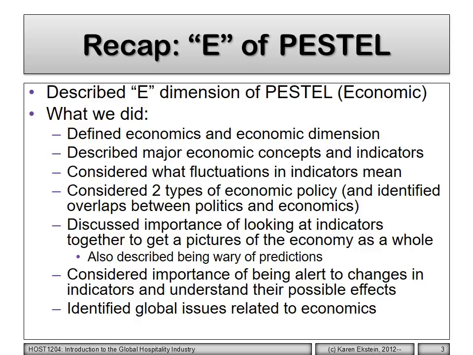We recognized, however, that of course some are more political, or one of them is more political, whereas one falls more centrally within the economics realm. We discussed the importance of looking at all of the indicators in the economic dimension together to get a picture of the economy as a whole. And we described how we might want to be a little bit wary of the predictions that might come out about how the economy is doing or how it might be doing. We considered how important it is to be alert to changes in indicators and understand the effects of these. And we talked about some of the global issues related to economics, and particularly the spillover effects they might have, how they might have impacts on other regions that are nearby or somehow related.